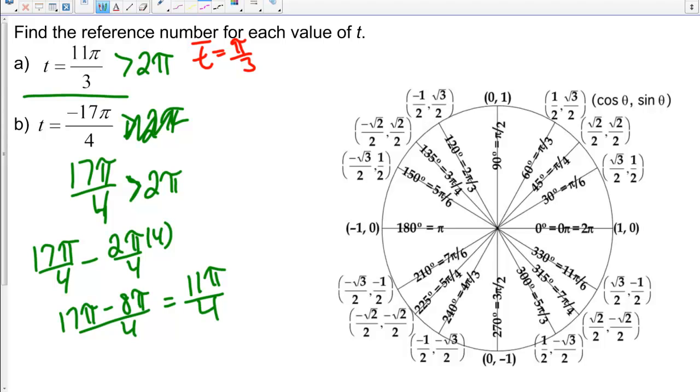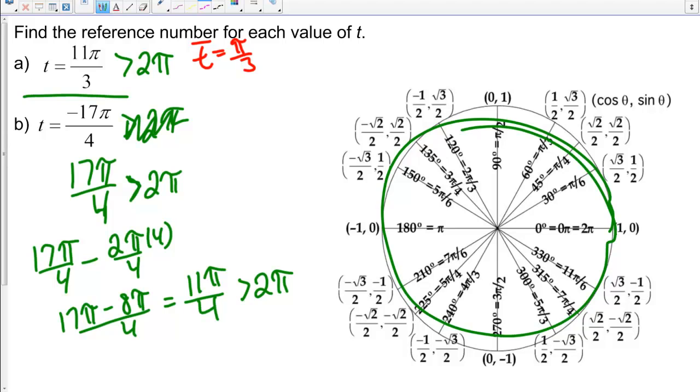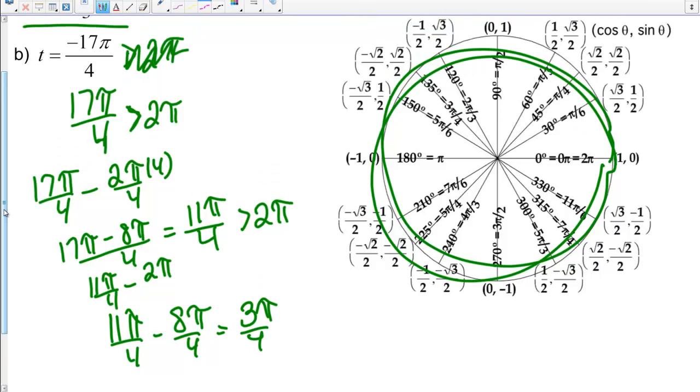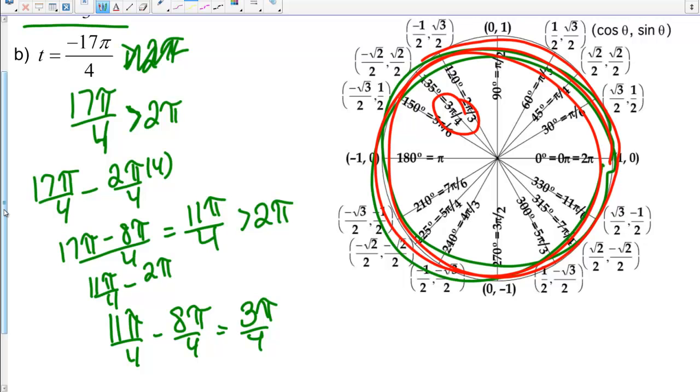Okay. Is this one on our unit circle? No, because this is still bigger than 2 pi. So this means we've gone around once and then twice. So we need to subtract another 2 pi. And then we get 11 pi over 4 minus 8 pi over 4. So we get 3 pi over 4. So we've gone around 1, 2, and back to 3 pi over 4. All right. So that means that this is our reference number.